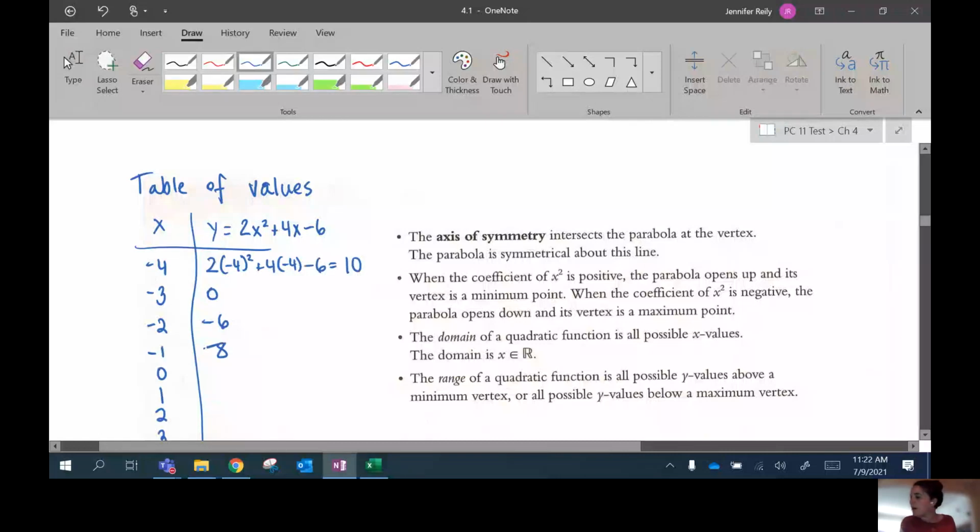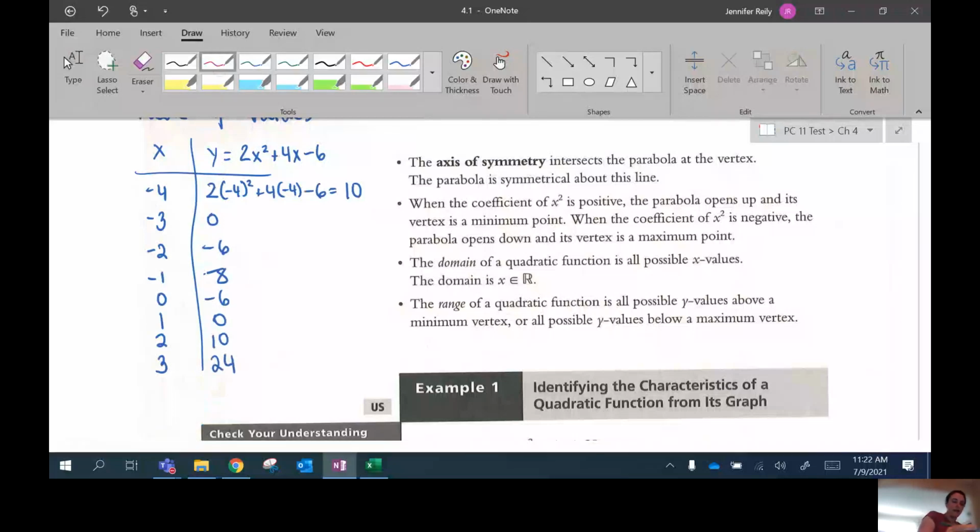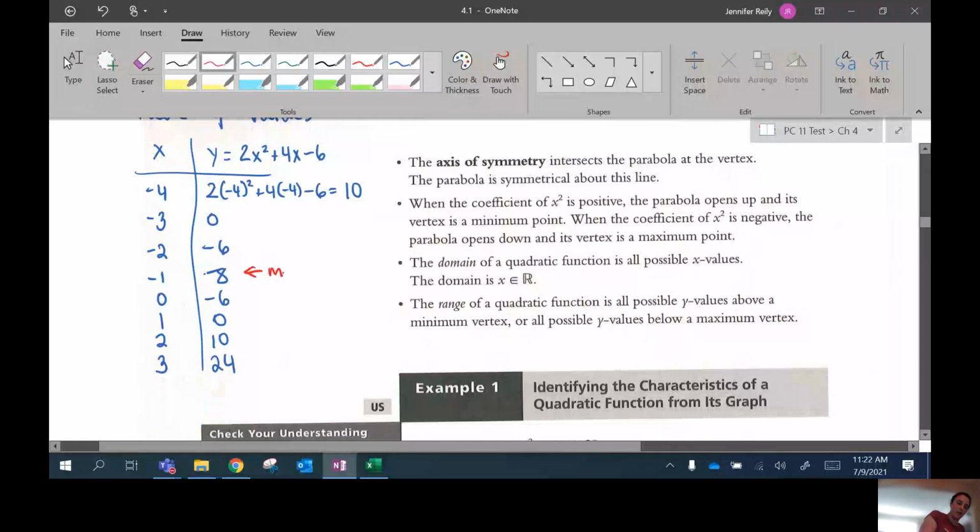With 0, you'll get -6. And you'll always see some symmetry coming out. Here, 1 will get 0, 2 you'll get 10, and 3 you'll get 24. So we can see here, this is the minimum point.